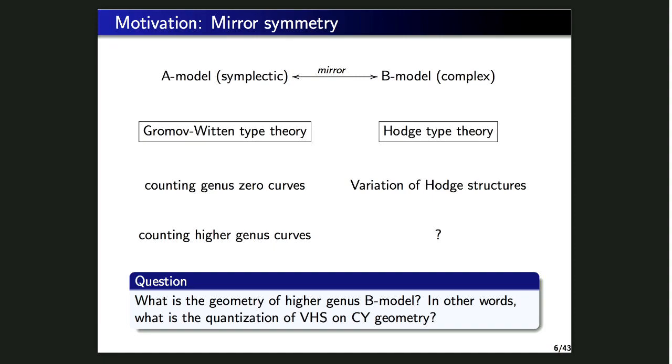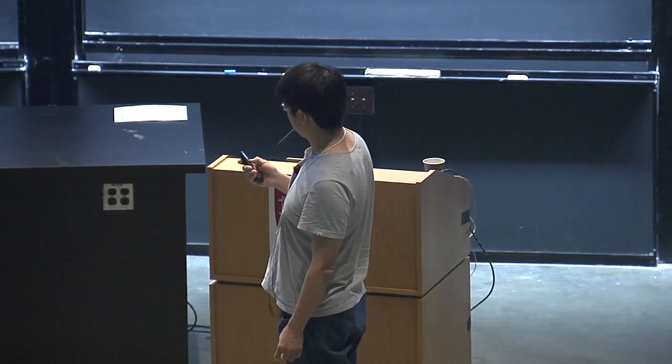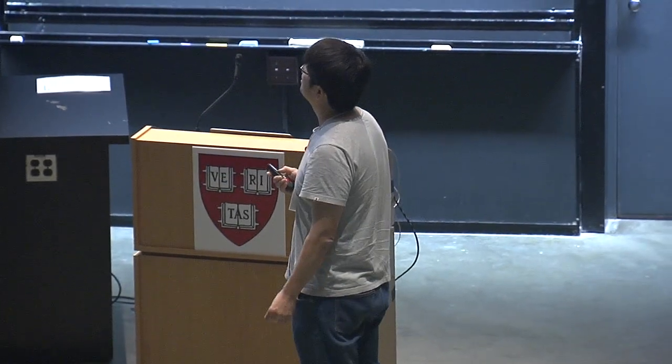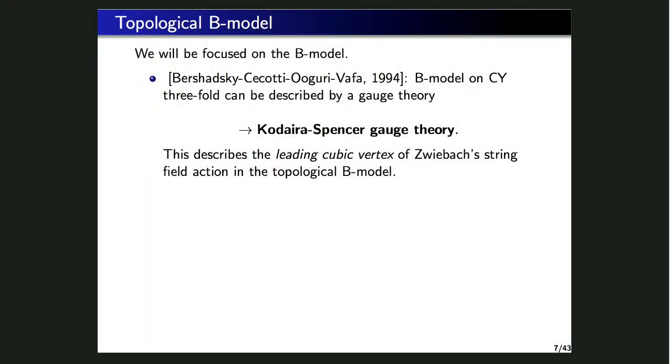And it turns out these two problems are closely related: this quantization, this B model geometry, and the integrable hierarchy. So in this talk I will focus on the B model, as a mirror of Professor Jun Li's talk. Actually, this is also mentioned in the previous talk that around 1994, physicists like Bershadsky, Cecotti, Ooguri, and Vafa proposed that the B model on a Calabi-Yau threefold can be described by the so-called Kodaira-Spencer gauge theory. And this actually turns out to be describing the Kodaira-Spencer string field theory in the topological B model as a leading approximation.